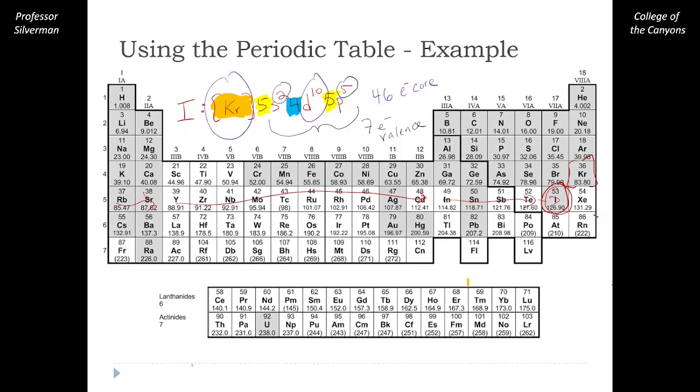That's 36 electrons from krypton and 10 more electrons in those d orbitals, for a total of 46 electrons that count as core electrons.